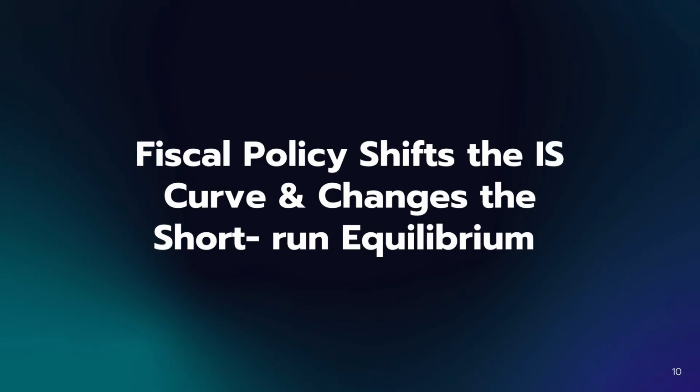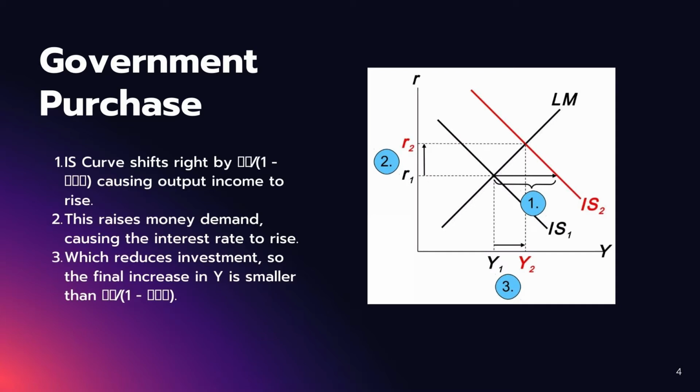The first part is fiscal policy shifts the IS curve and changes the short-run equilibrium. Government purchases, as we already know: an increase in government purchases raises the level of income at any given interest rate by delta G over 1 minus MPC. Therefore, the IS curve will shift to the right by this amount, raising both income and interest rate at the same time. Or, it can be explained as when government purchases rise, planned expenditure will rise too.